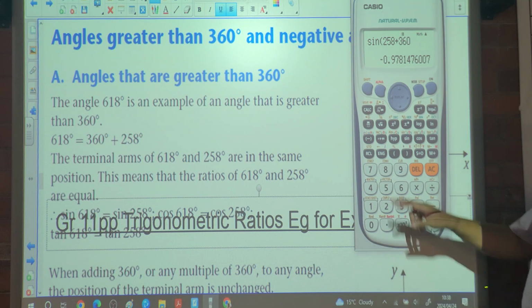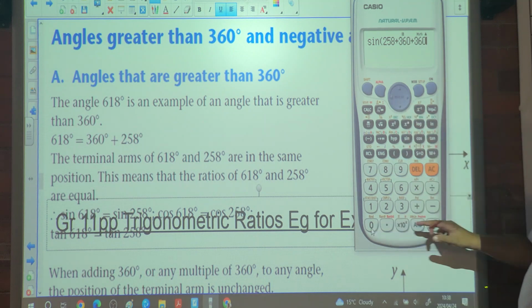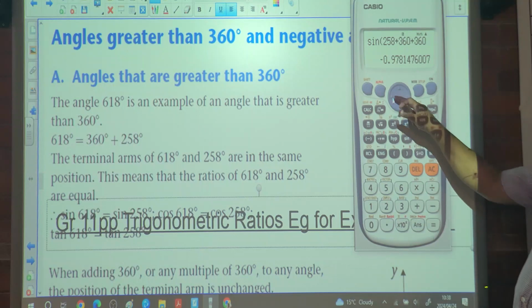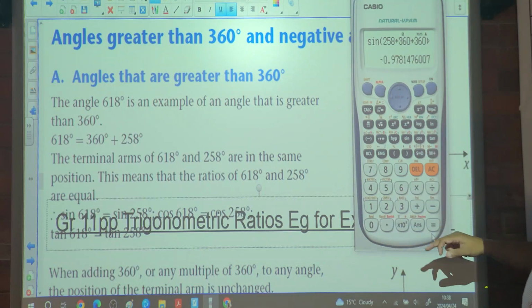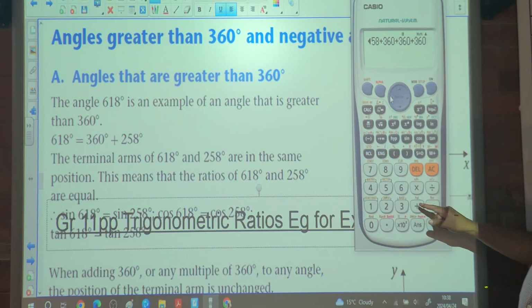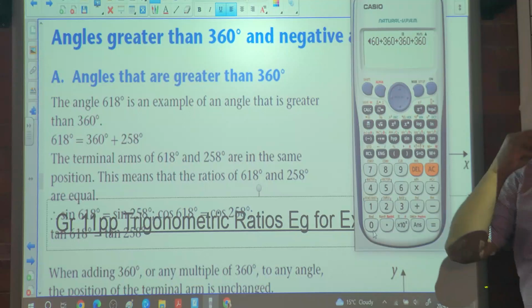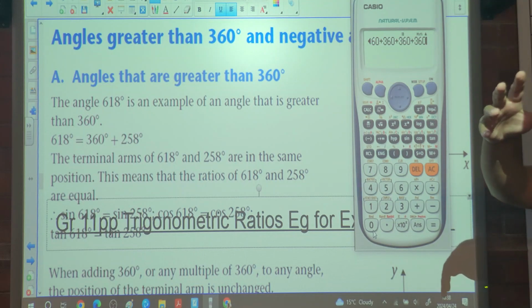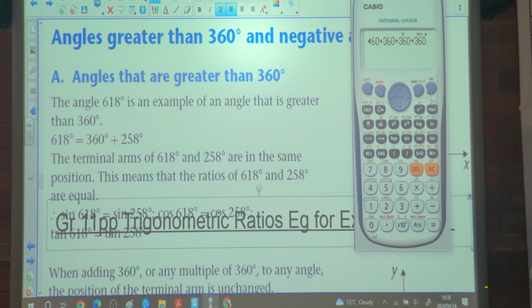Can you see that? What will happen if I add another 360 to it? Same answer, negative 0,978. Another 360, same answer, and so on and so on. As long as I'm adding 360 degrees, it doesn't matter how big the angle is. As long as I'm adding in increments of 360 degrees, I don't change the value of anything.